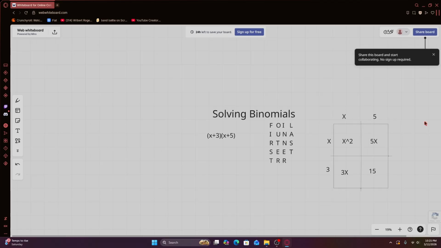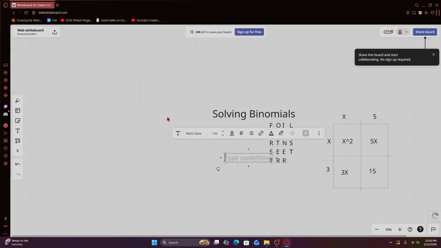So now it's time for the easy part, which is solving binomials. Now there's two ways we can do this. We can do the area method, or we can do FOIL. So FOIL states that we should multiply the first terms, the outer terms, the inner terms, and the last terms. So this is how we do it. Multiply the first two terms.